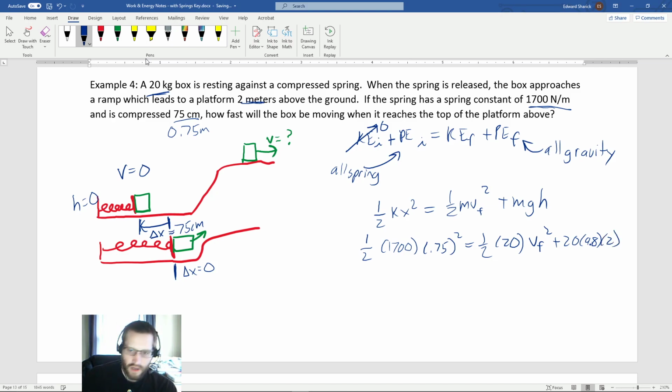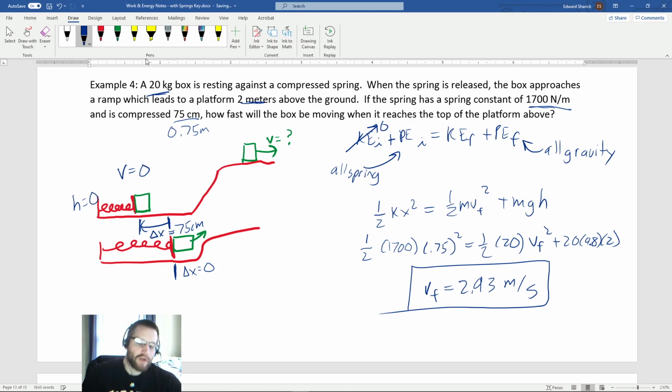All right, so now I've got all my numbers. I just got to plug it into the calculator. What I would do is I'd solve for this number first, get a number for there, get a number for there. That's 10. Subtract this over, and then divide by 10. And then finally take the square root. And doing so will result in the answer 2.93 meters per second.